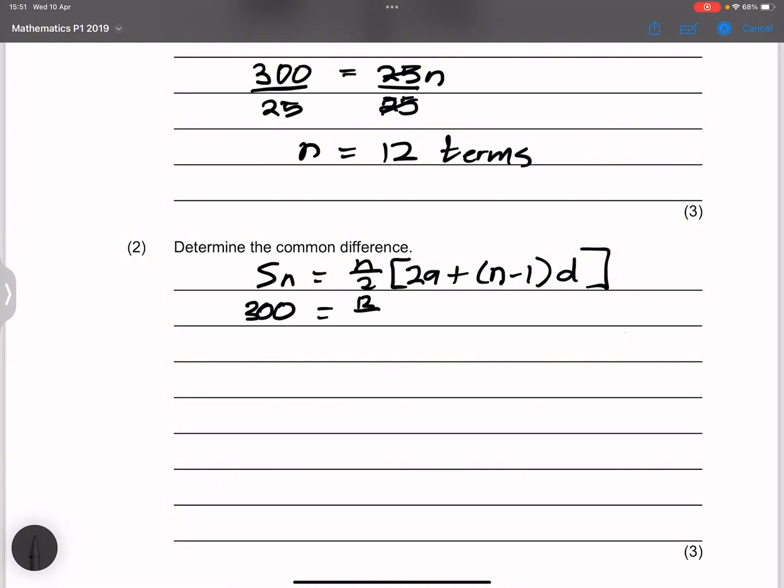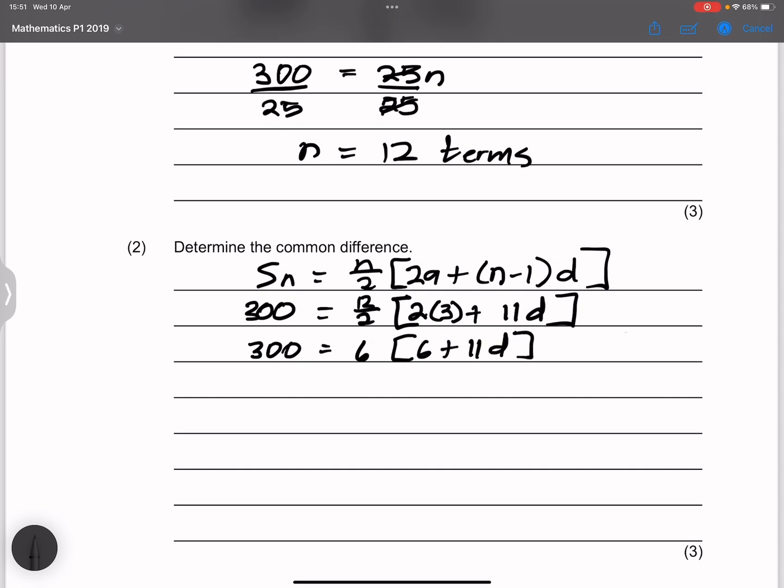This is the sum of the first 12 terms, isn't it? Right, so this is going to be 2 times, our a value was 3, and n is 12, so that's 12 minus 1, which is going to be 11, multiplied by d. Right, so let's try and solve this. So we've got 6, right, 300, and this is 6 plus 11d inside the bracket.